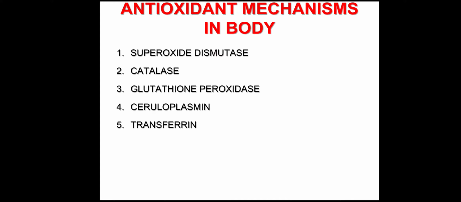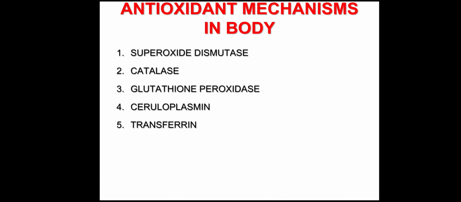Now there are certain antioxidant mechanisms in the body to counteract these free radicals so that they don't damage the normal cells of the body. What are these mechanisms? There are enzymes like superoxide dismutase, then catalase, which will detoxify the hydrogen peroxide, and glutathione peroxidase, which again detoxifies the hydrogen peroxide. Then there is ceruloplasmin, a copper-containing plasma protein, and transferrin, the plasma transferrin. So these are the antioxidant mechanisms which are present in the body.